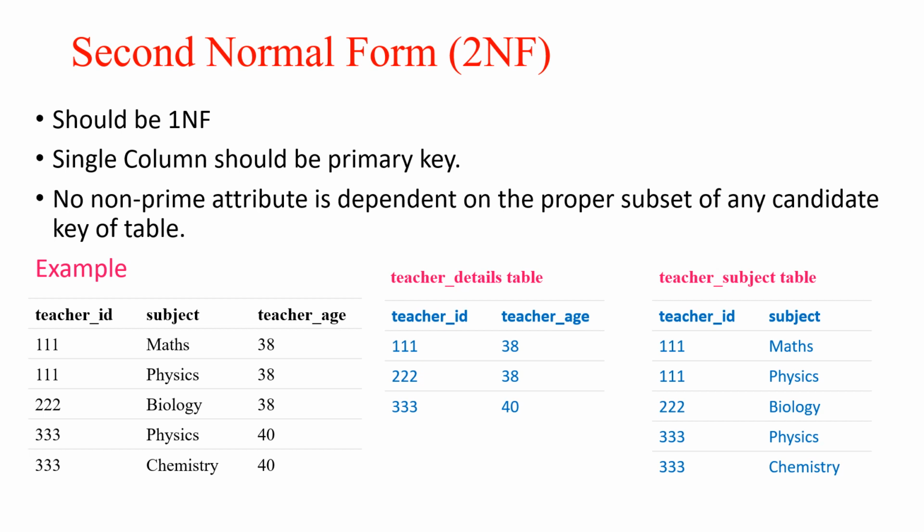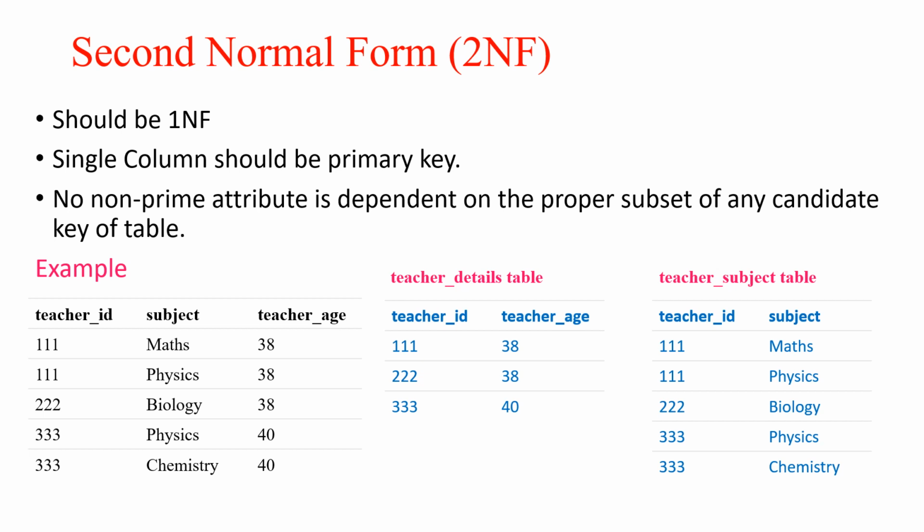Second normal form. A table is said to be in second normal form if it satisfies the following rules. It should also satisfy the first normal form, and one column should be the primary key. There is no non-prime attribute that is dependent on a proper subset of any candidate key of a table.